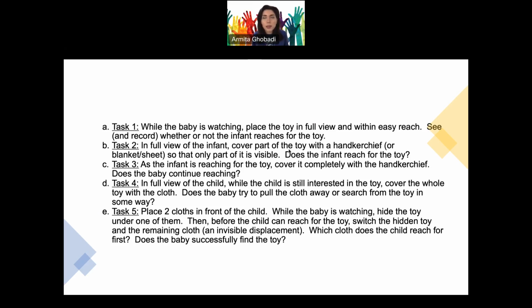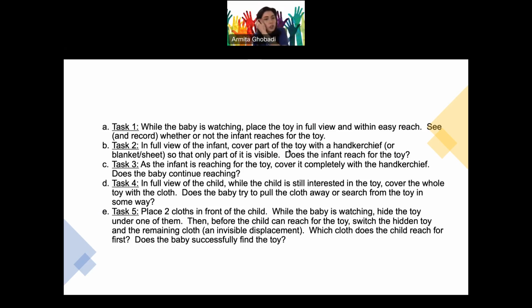Because sometimes at some ages, babies are not able to understand the toy has been hidden. They feel like it is gone. And babies who can understand that the toy is hidden can maintain object permanence. We're going to talk about this more in chapter 7, but for now, keep that in your mind.